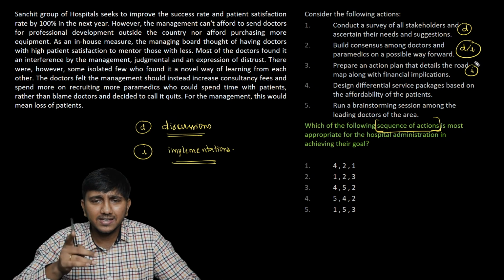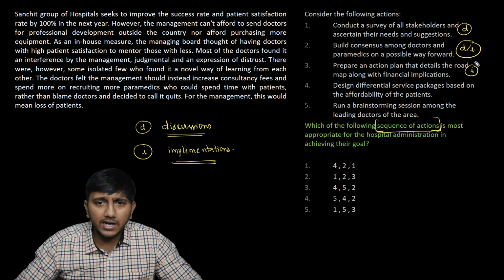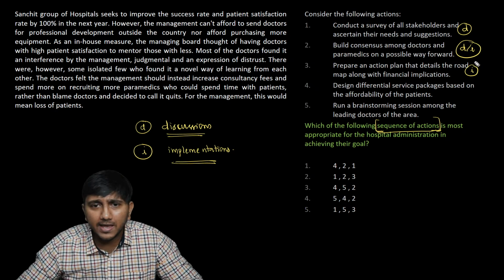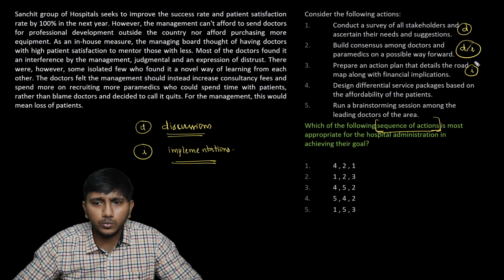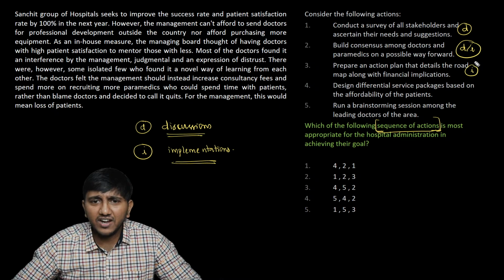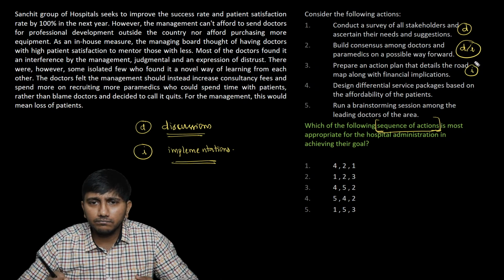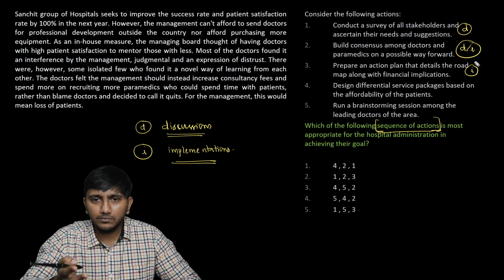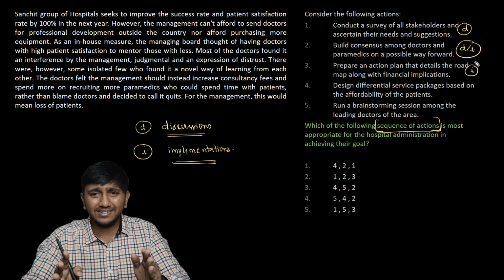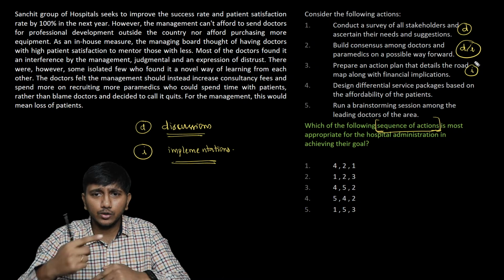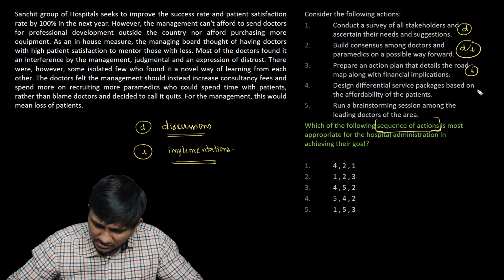Fourth one, design different service packages. What about fourth? Is that a D or an I? Design differential service packages based on the affordability of the patients. Is that D or an I? Fourth one. Definitely I, right? It's very clear what they're trying to do. It's already decided. Differential service packages I am going to come up with. Okay, so let's design it, go for implementation. So this is definitely an implementation.